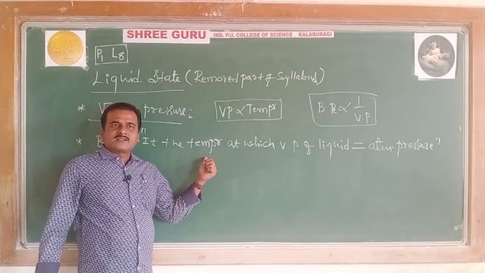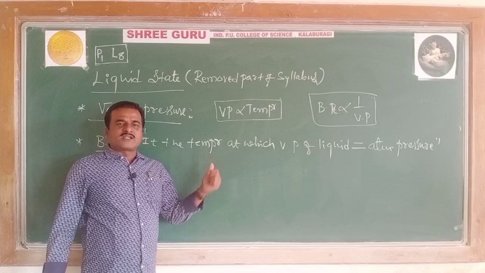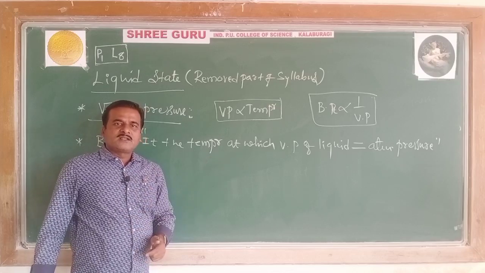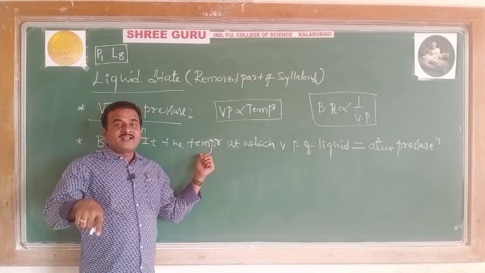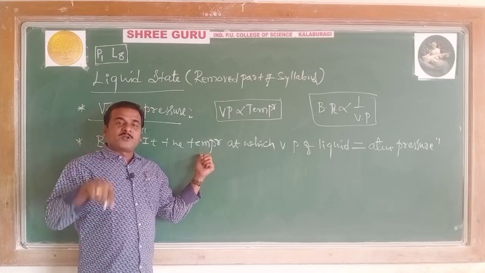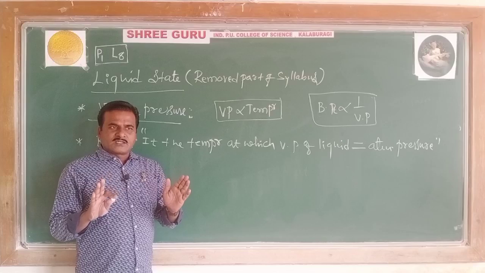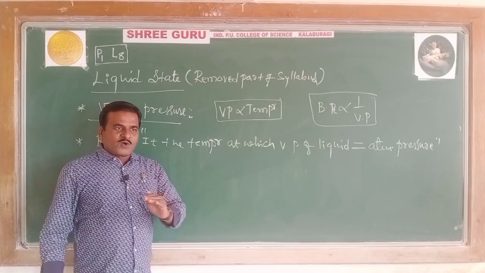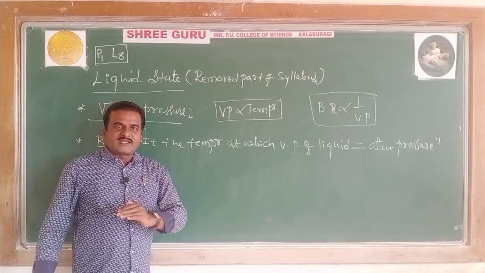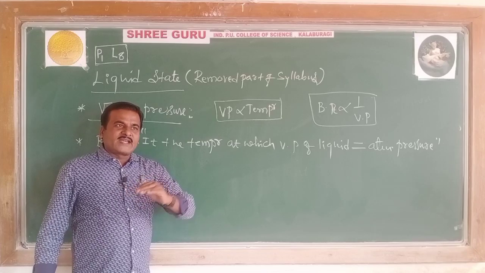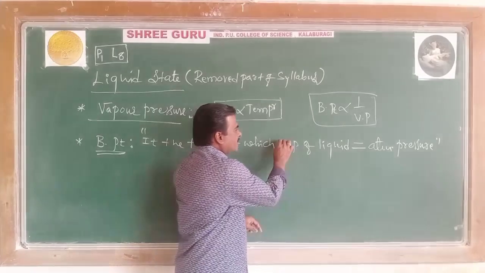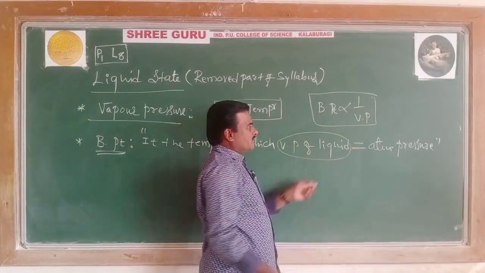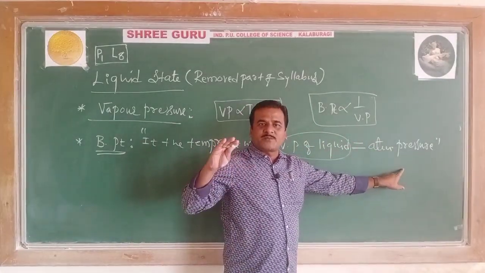Well, dear students, if I ask you a question, what is the boiling point of water? You say 100 degrees Celsius. Why does water boil at 100? Why not above, why not below 100 degrees Celsius? It is because when heat is supplied to water and it reaches 100 degrees Celsius, the vapor pressure of the water becomes equal to the atmospheric pressure.